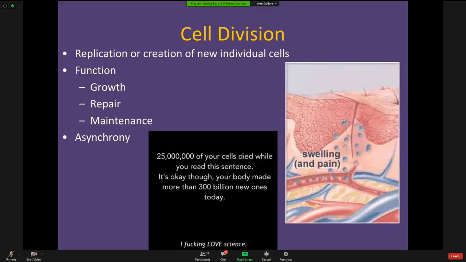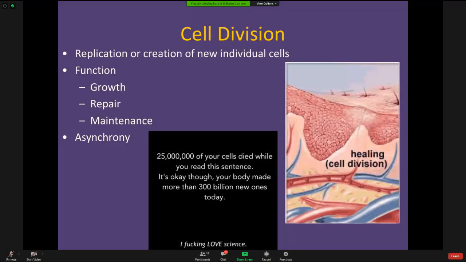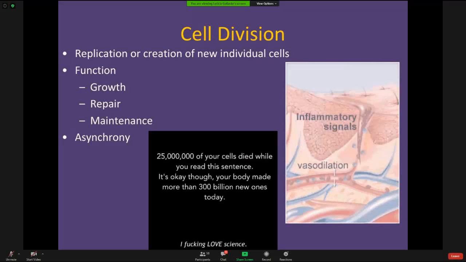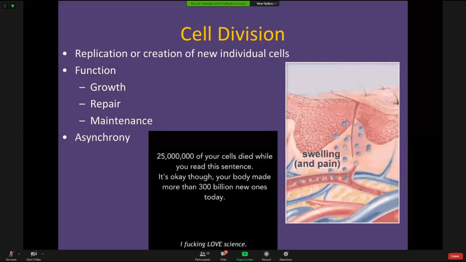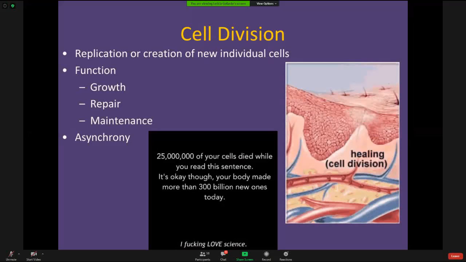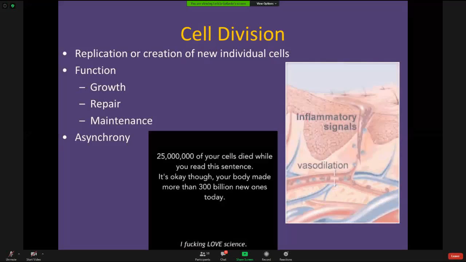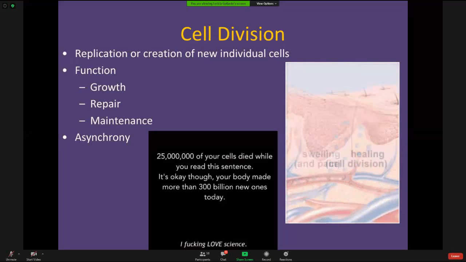Whenever you damage your tissue, as in the little GIF here, you can see that you repair a cut, say, or any injury by replacing the cells and making a little cell patch. Mitosis, mitosis, mitosis for that.